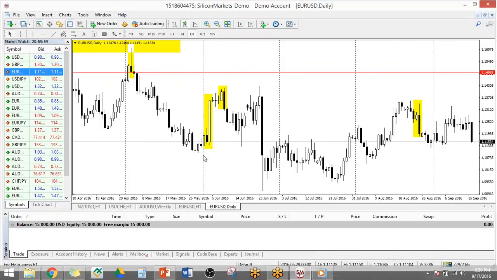Okay? That particular signal for me means a continuation of a trend or a good reversal. Okay? So you can also have that in your arsenal.